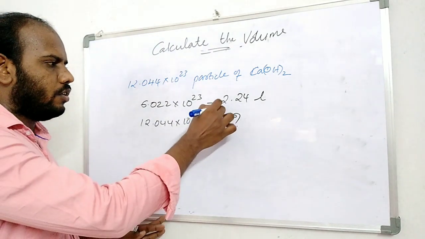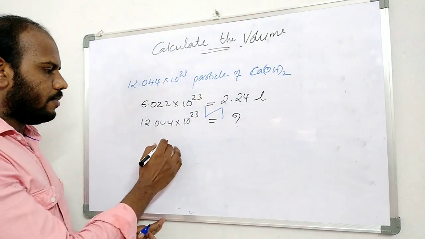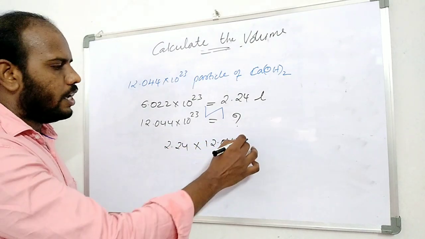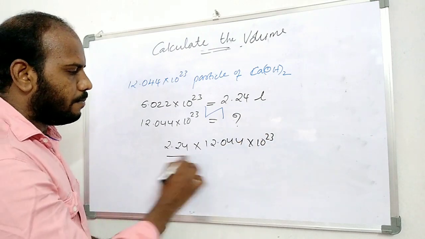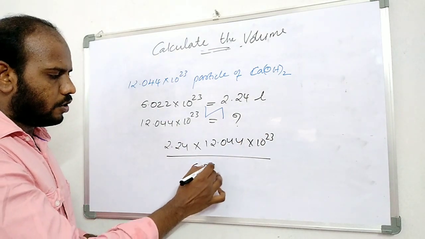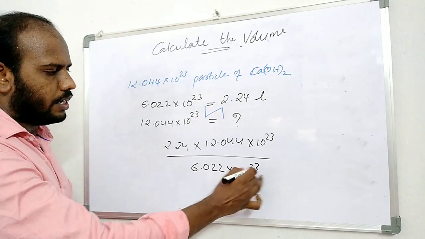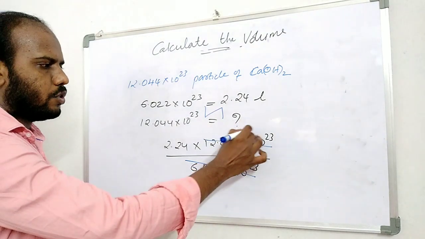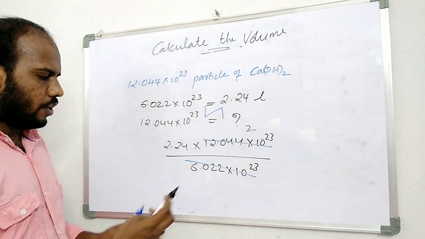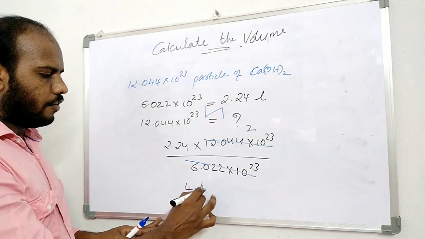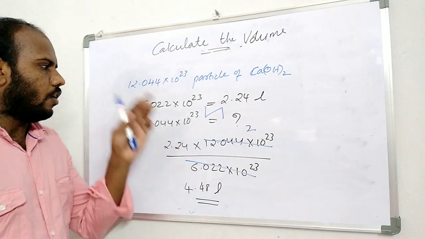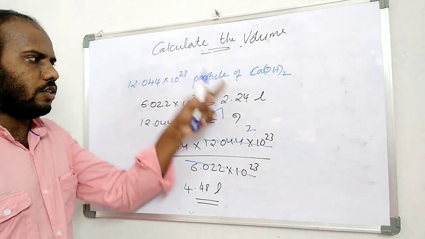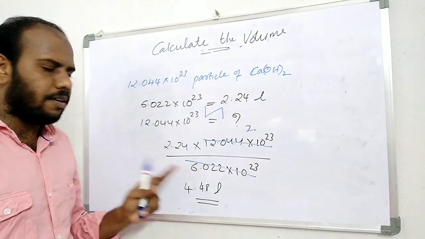Okay, children. So now the same process we are doing. Listen. So 22.4 × 12.044 × 10^23 by 6.022 × 10^23. So we cut this and this also we cut. How many times? 2 times. So 22.4 × 2, we got the answer 44.8 liter. So very easy. Already we know standard is 6.022, and here it is double, 12.044. So the standard is 22.4, then in double it will be 44.8.